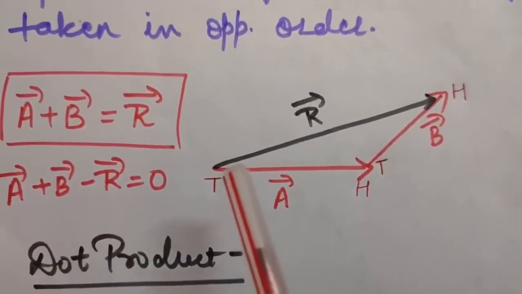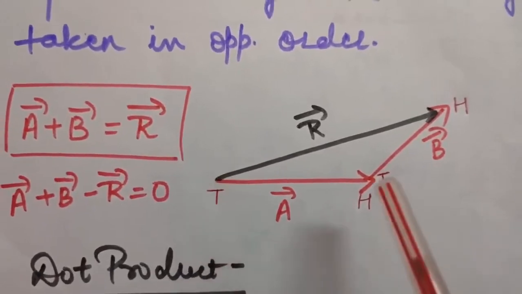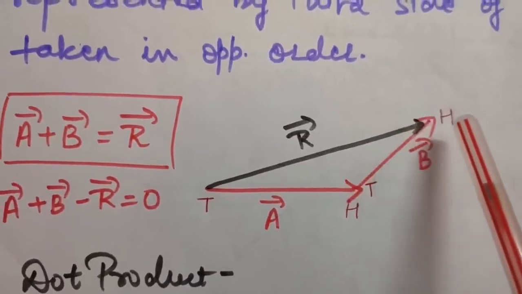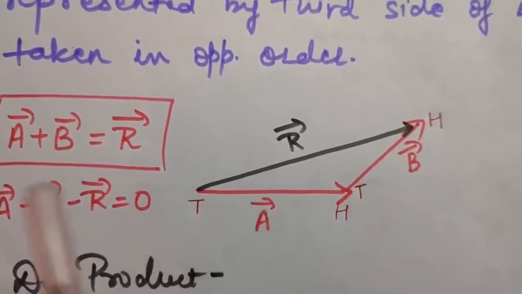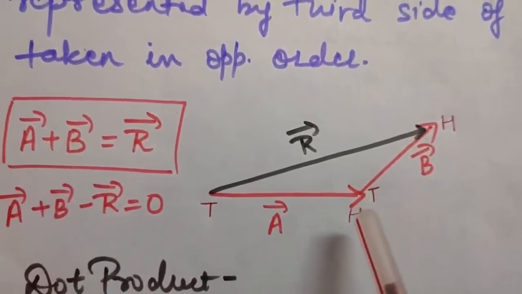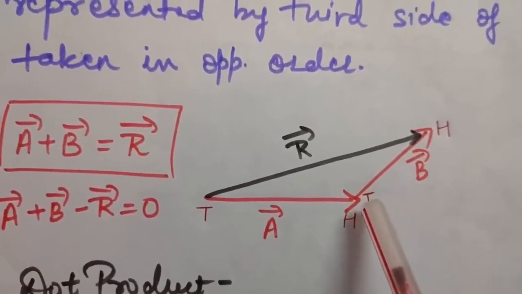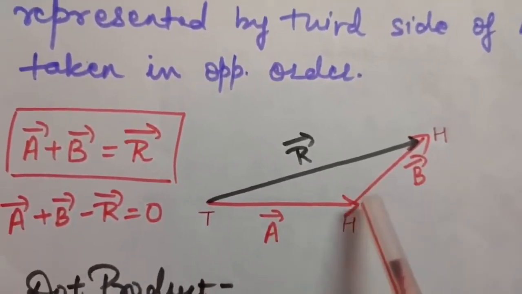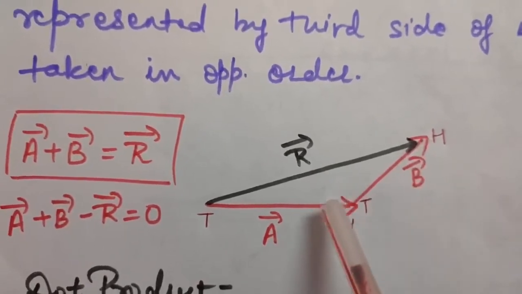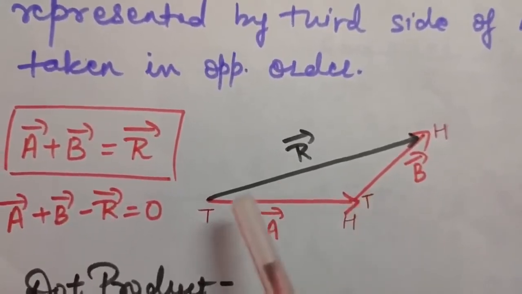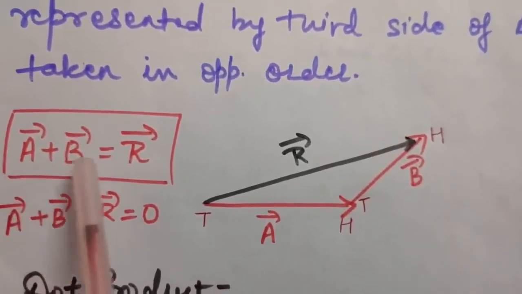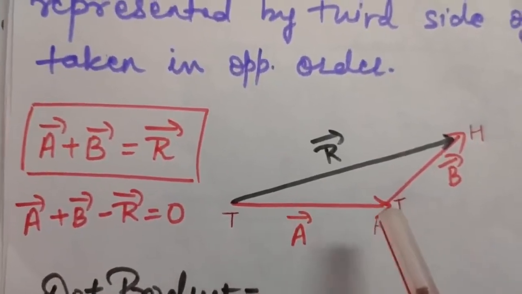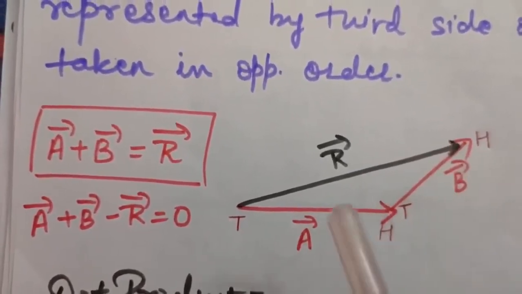As you can look here, this is the tail of vector A, this is the head of vector A. Similarly, this is the tail of vector B and this is the head of vector B. That means to do the addition, that is for A plus B, we have to put the head of one over the tail of the other. As you can look here, I have put the head of vector A over the tail of vector B. That means when you put the head and tail of two vectors over each other, you will get the resultant vector to be the addition of those two vectors. By triangle law, A and B are in the same order and your resultant vector is in opposite order.